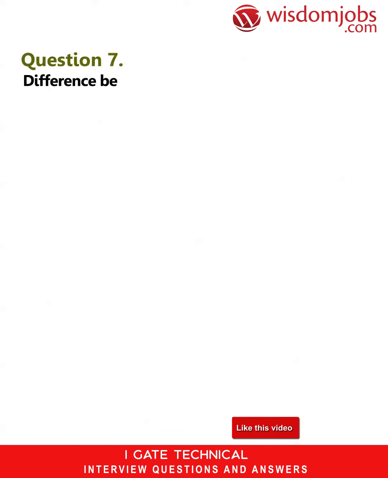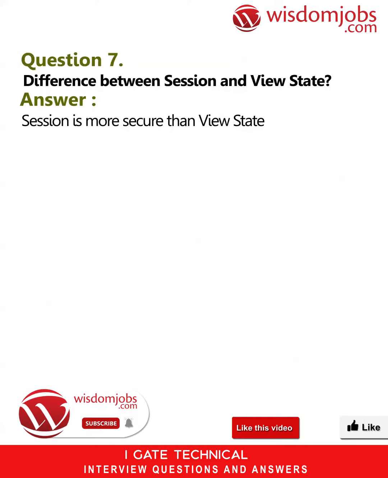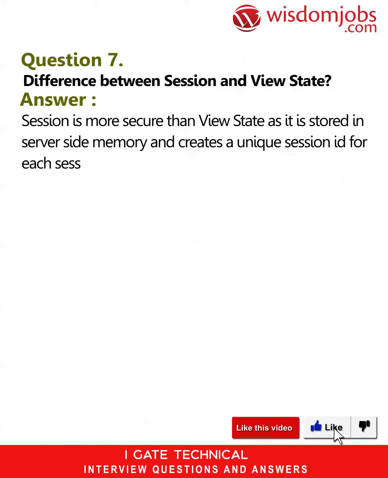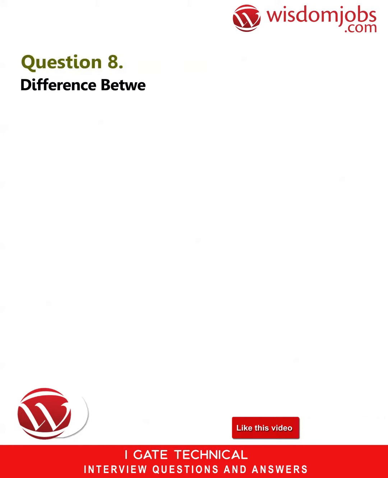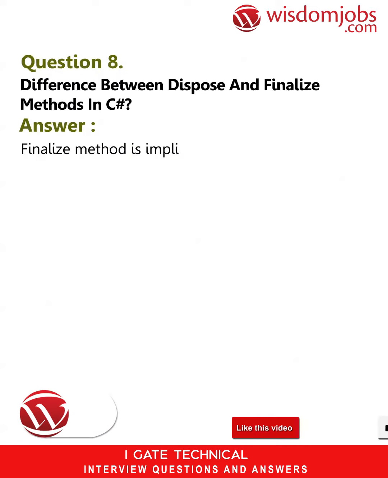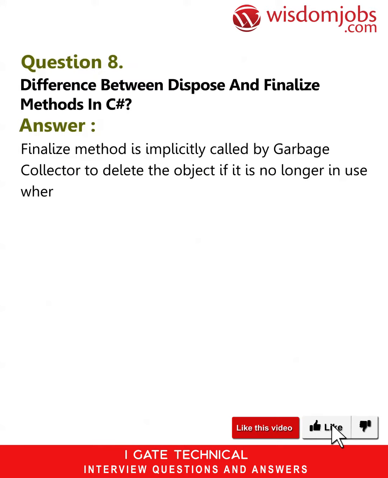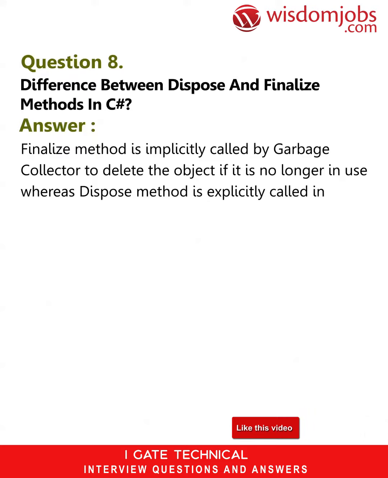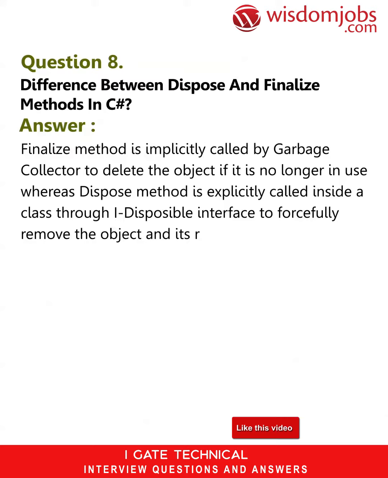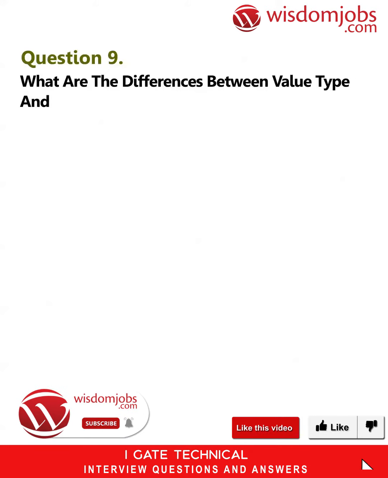Question 7. Difference between session and ViewState? Answer. Session is more secure than ViewState as it is stored in server-side memory and creates a unique session ID for each session. Question 8. Difference between dispose and finalize methods in C#? Answer. Finalize method is implicitly called by garbage collector to delete the object if it is no longer in use, whereas dispose method is explicitly called inside a class through a disposable interface to forcefully remove the object and its references.